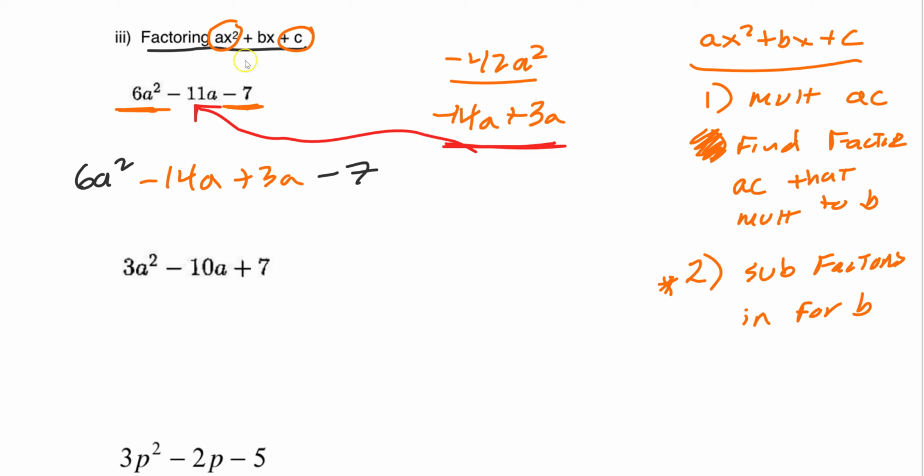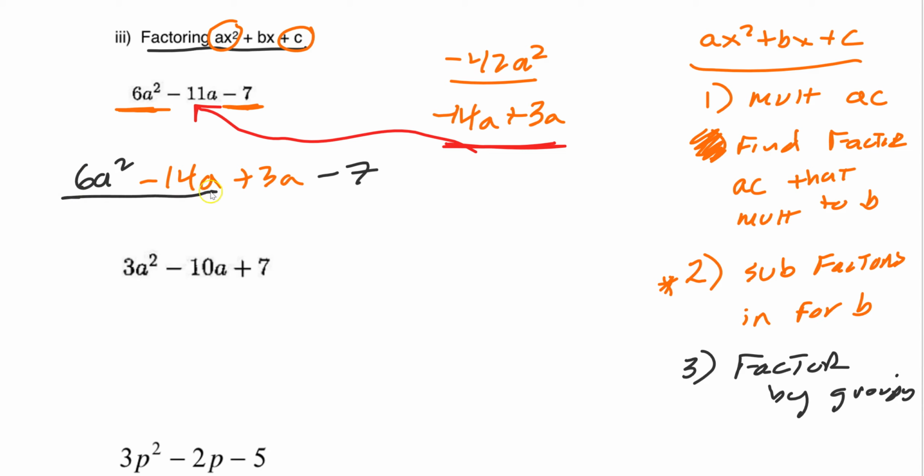So again, step 1, multiply A and C together. Then find the combination that gives you the middle. Step 2, plug that combination in for the middle. And then step 3, my favorite step, factor by grouping. There's only two new things. The first new thing is you multiply A and C. And then it's like always, find the combination that gives you the middle. Once you find it, we plug it in and factor by grouping.